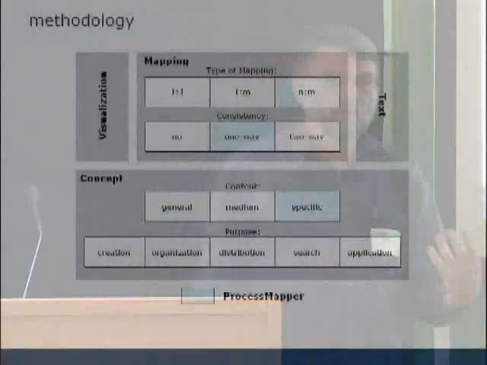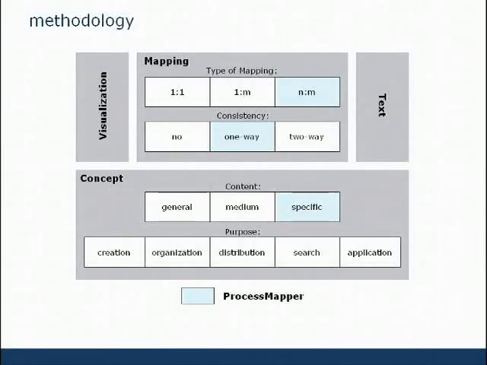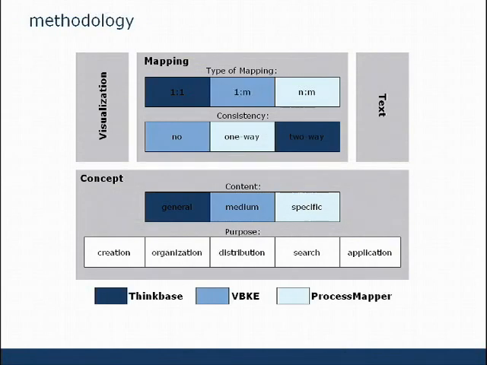Then the third one was quite a specific one, so the content was specific. It was a process mapper, so the mapping here is many-to-many, the consistency is one-way, and it's quite specific content. So the three of them together span all of the values of the various parameters there, although clearly there are different combinations of those that you could apply as well.